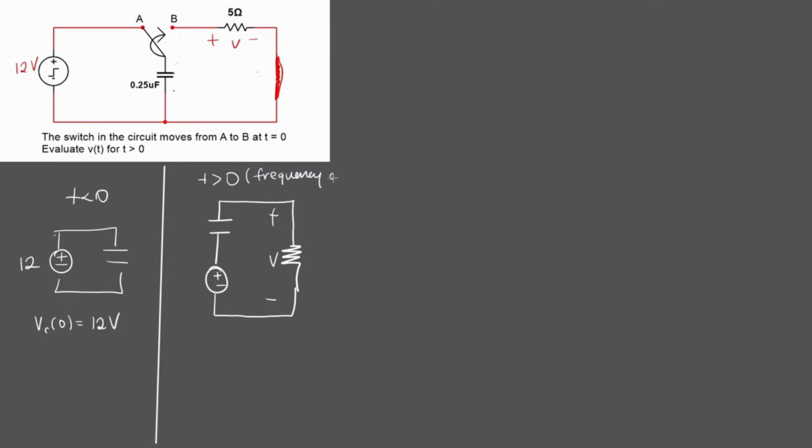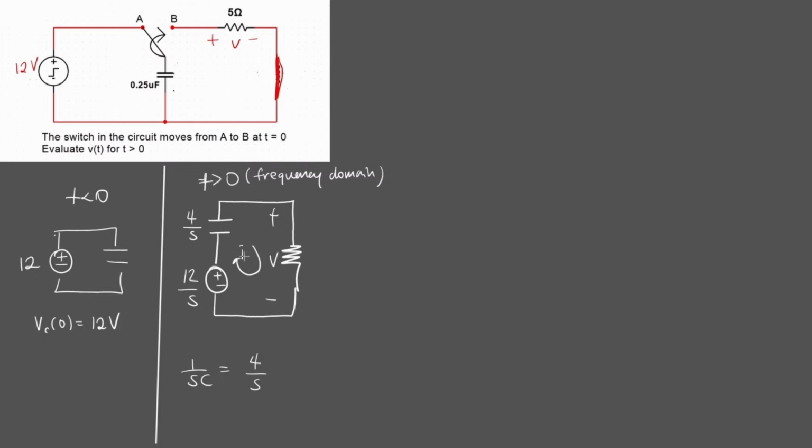Frequency domain. Okay, frequency domain. So for capacitors, it's going to be 1 over sc. That's going to be 4 over s. Okay, so this capacitance is going to have an impedance of 4 over s. Our source now is v naught all over s. So when you go for initial voltage, that's 12 all over s.